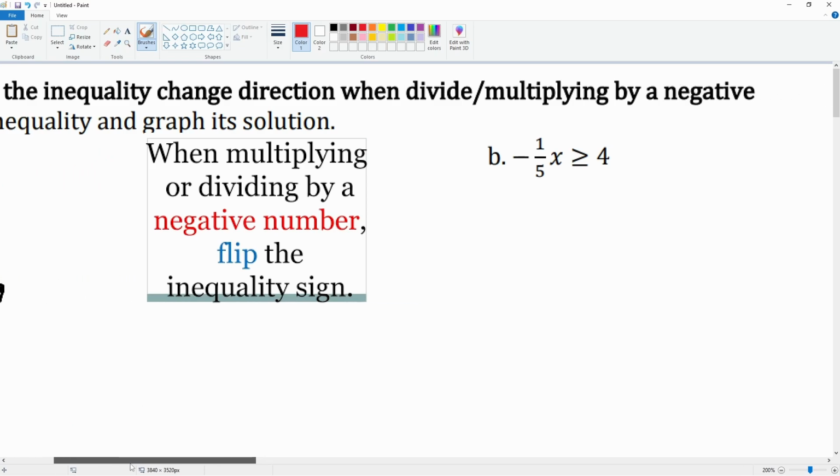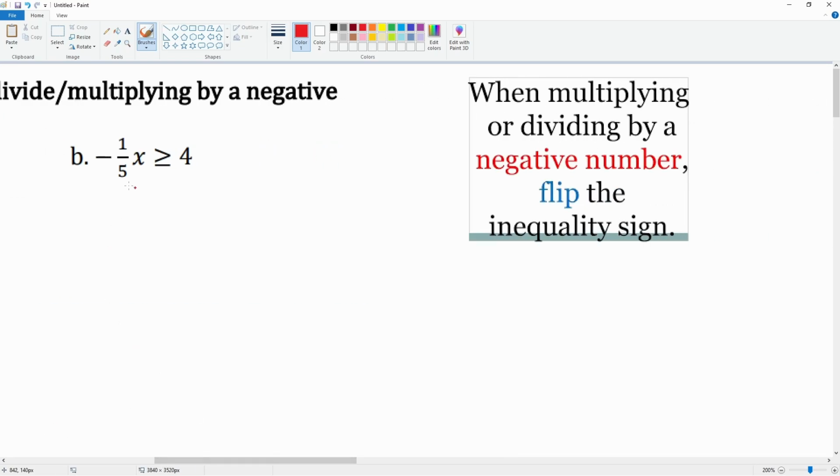Let's look at B here. We have -1/5. I'm just going to make my life easier and attach the negative either to the 1 or the 5. I'm going to attach it to the 5. So I'm going to multiply both sides here by -5. The reason I do that is because this is going to cancel, and I'm going to be left with a 1x.